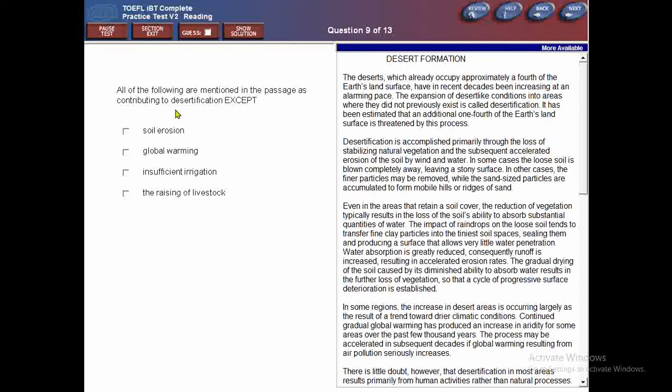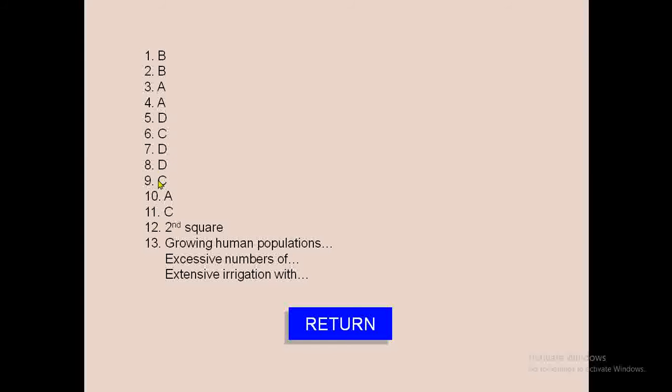What we have found is that desertification, soil erosion, yes, after our reading we can find this. Global warming: we do not read about these options, but maybe. Insufficient irrigation? No, insufficient irrigation is not. Maybe over irrigation is the contributing factor. Raising of livestock, yes, it is. So what will be the answer? If there is no mention, if we do not find or read any sentence about global warming, we can answer these questions. So our answer will be C. Let's check our answer. Yes, it's C.